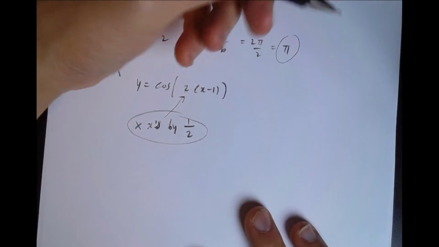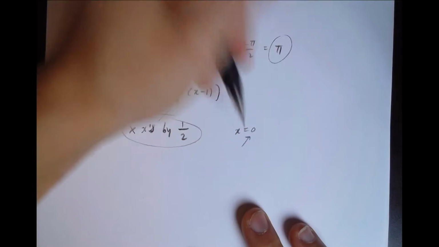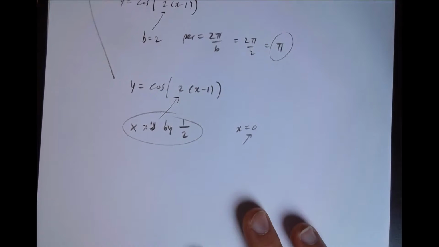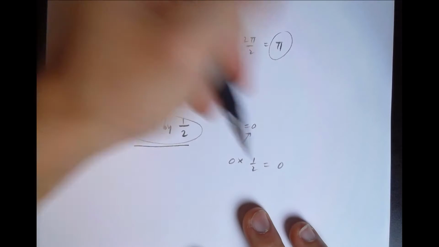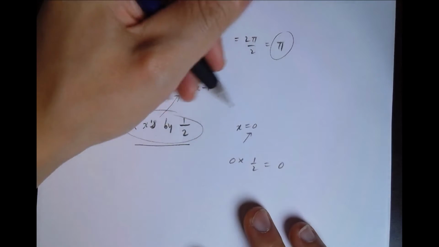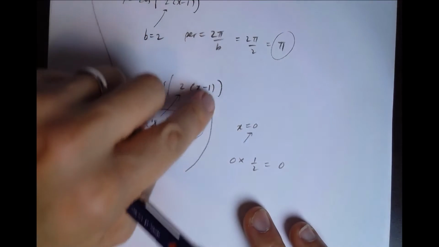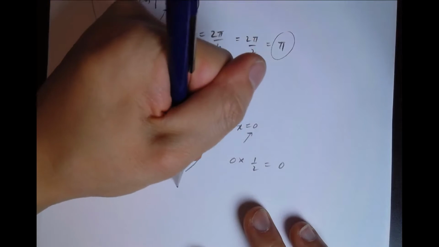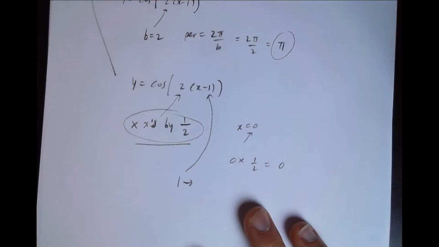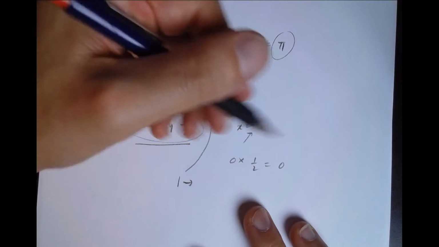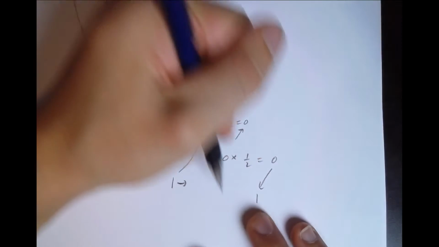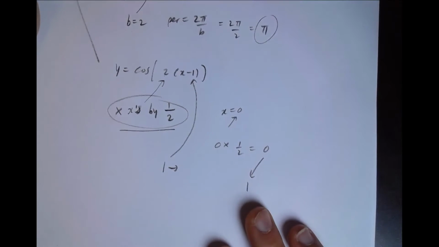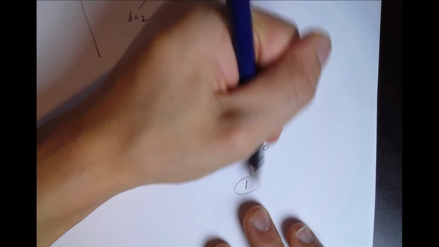So if I take that original x value, x equals 0, and that happened to be the maximum, what's going to happen is we're going to multiply the x's by a half. 0 times 1/2 is still equal to 0, so there's no movement. But next, we're supposed to shift it. The minus 1 means move it 1 unit to the right, and so this value of 0 is now shifted. We're going to add 1, which is going to be 1. So the first maximum is going to occur at x equals 1.